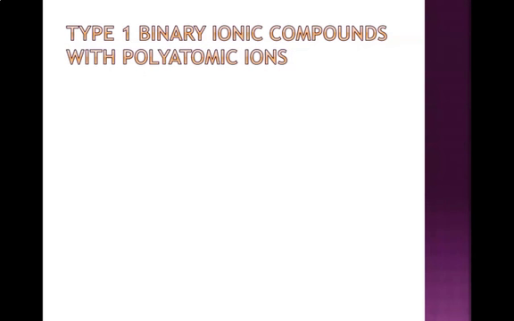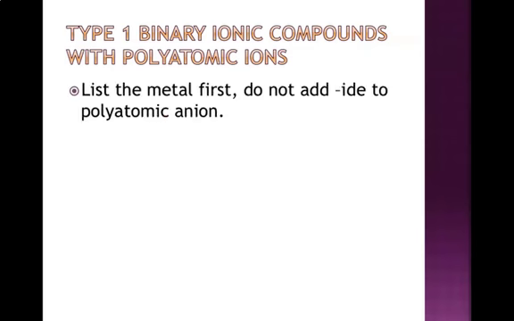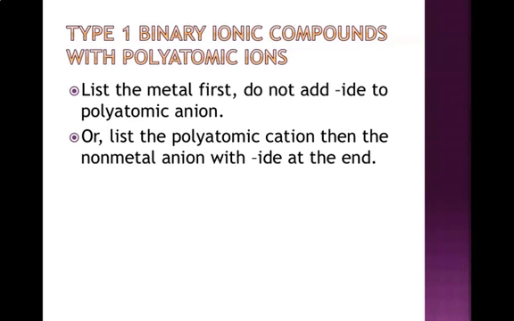Type 1 binary ionic compounds sometimes have polyatomic ions and not just a regular nonmetal as the anion. So we'll list the metal first, and we don't add "ide" to any polyatomic anion because they already have their special names, which you memorized before the school year started. Or we list the polyatomic cation first, which the only one we've spent our time memorizing is ammonium ion. We just wouldn't say "ion" in that part because now it's in a compound.